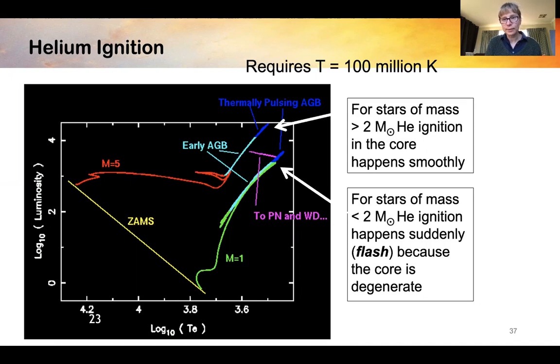In more massive stars, over about 2 solar masses, helium ignition in the core happens smoothly. So there's no electron degeneracy. The temperature reaches 100 million degrees in a normal gas environment, not electron degenerate, and the star goes through a phase of core helium burning.